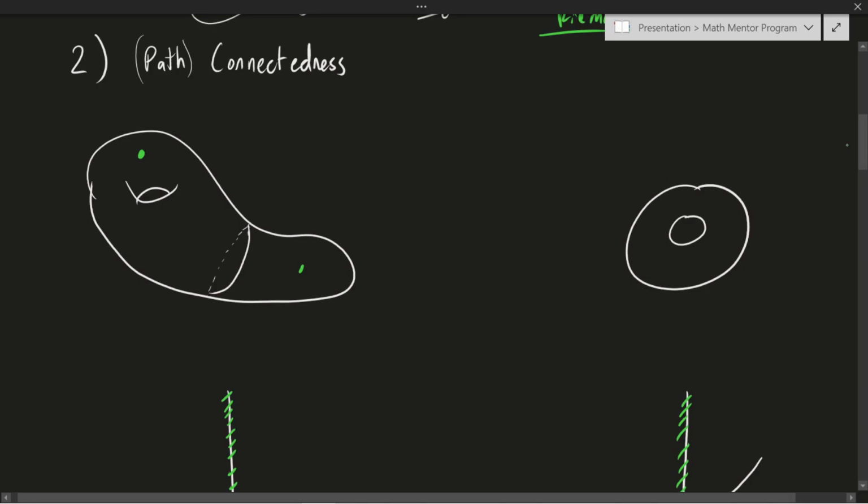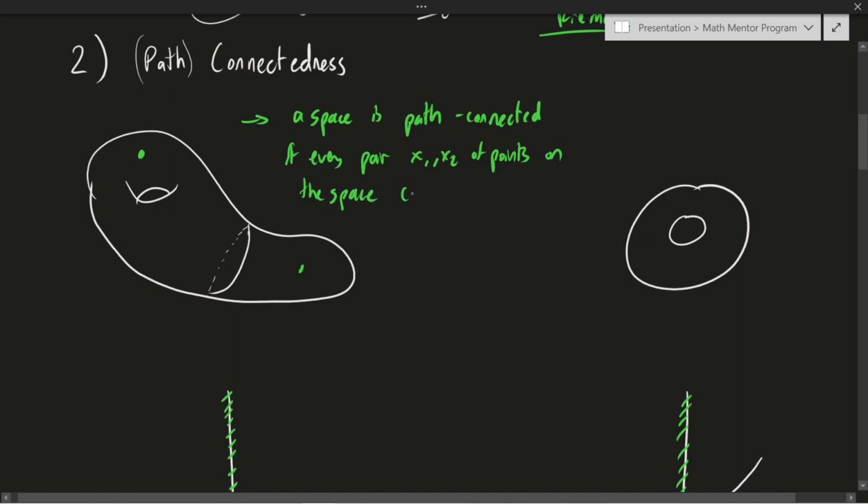So a space is said to be path connected if every pair of points, and I'll call them x1, x2, on the space can be connected by a path. And I just want to remind you that in our live session, we discussed what a path was. It's a continuous function from the unit interval to our topological space, and it just has to be continuous. So here, for example, is an example of a path.